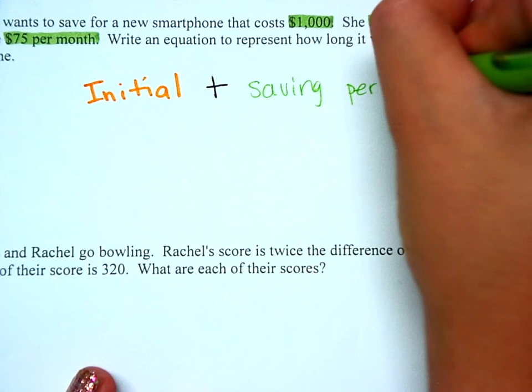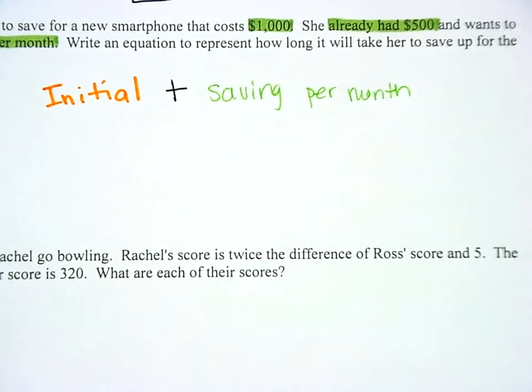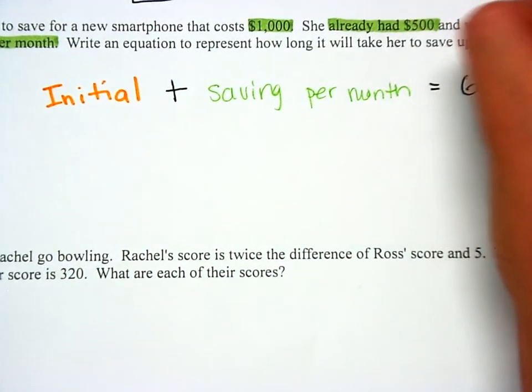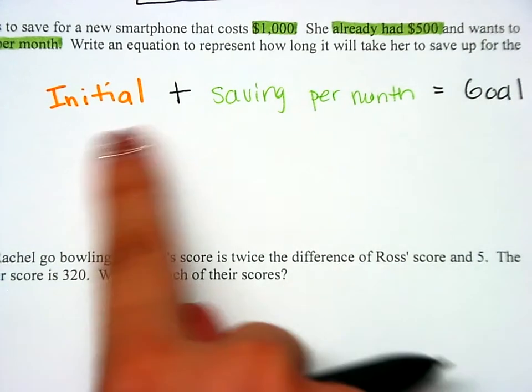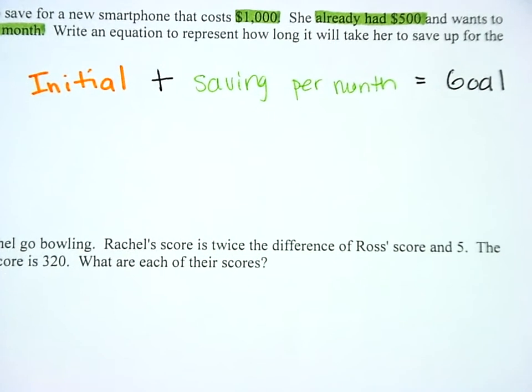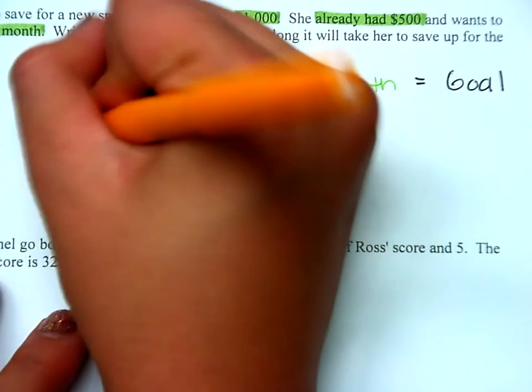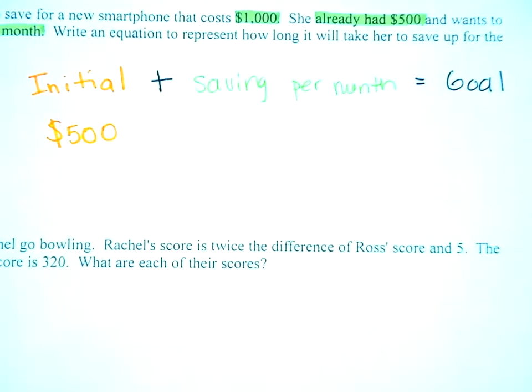Saving per month, and then that's going to equal what she's saving for, the goal. So we want to see how many months she needs to save to get to the goal. All right, let's fill in these amounts. The initial is just what she starts with, so that's just a constant number. That's $500. So we just put that into our equation.